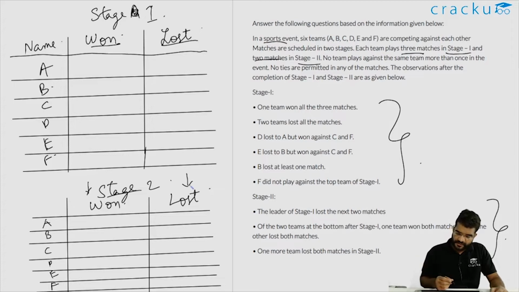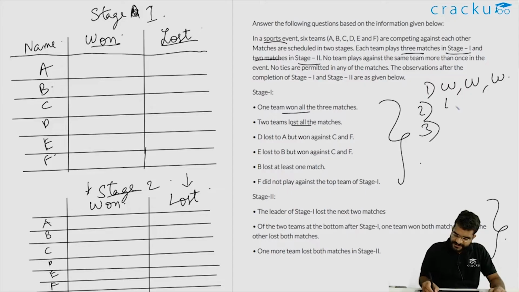So let us go through all the clues that are given. We are told that one team has won all the 3 matches. So one team has WWW in all the 3 matches that it has played in stage 1. There are 2 teams which lost all the matches. So there are 2 teams who lost all the 3 matches. We need to identify who these teams are.